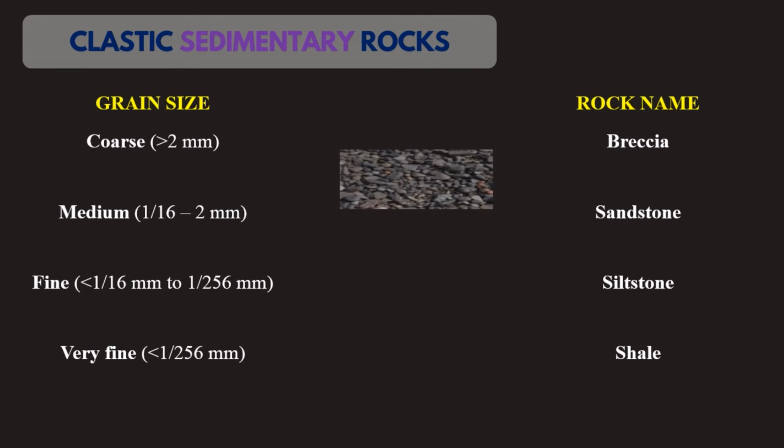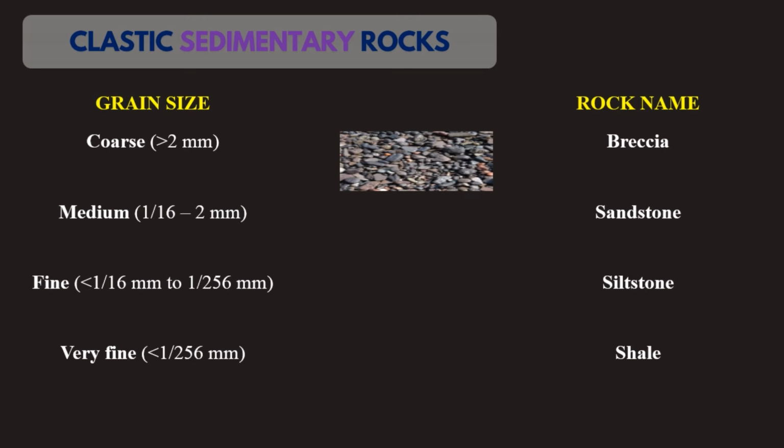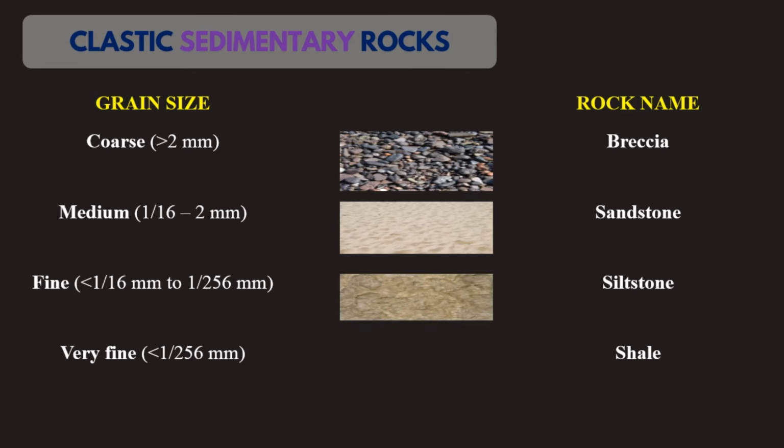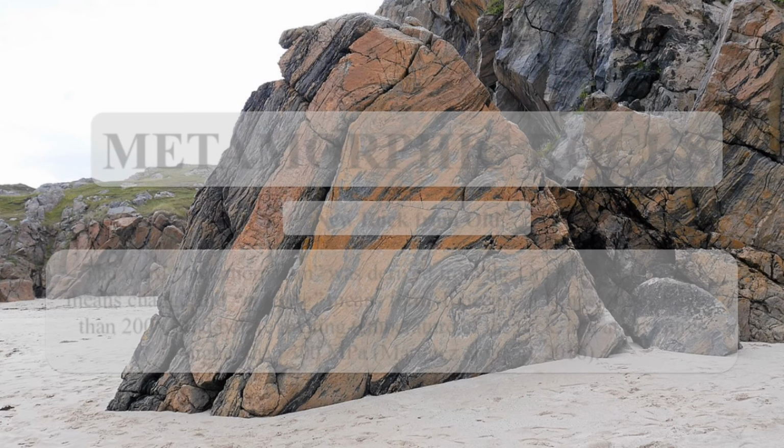As an example, we have breccia. It may also exhibit a medium grain texture. Sandstone, as an example. It may also exhibit a fine grain texture. Siltstone, as an example. And then, clastic sedimentary rocks may also exhibit a very fine grain texture. As an example, we have the shale.